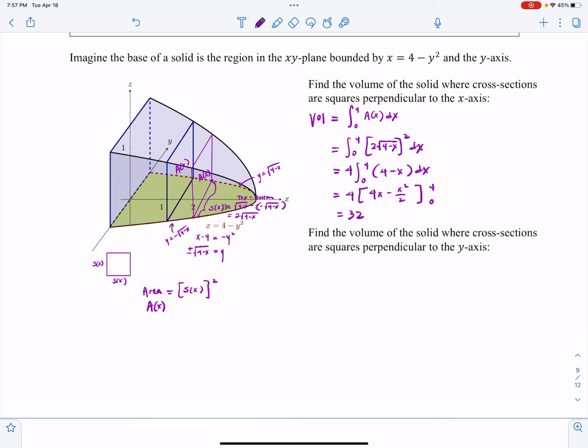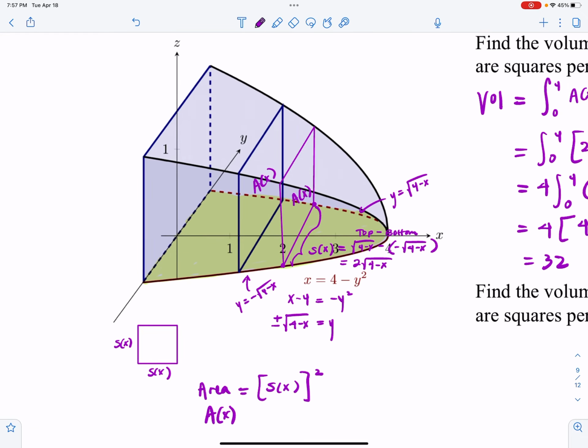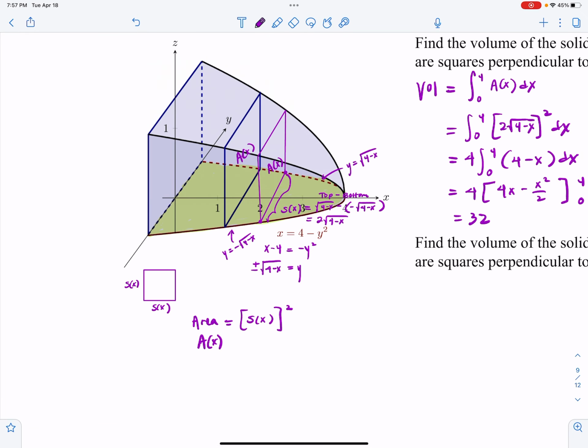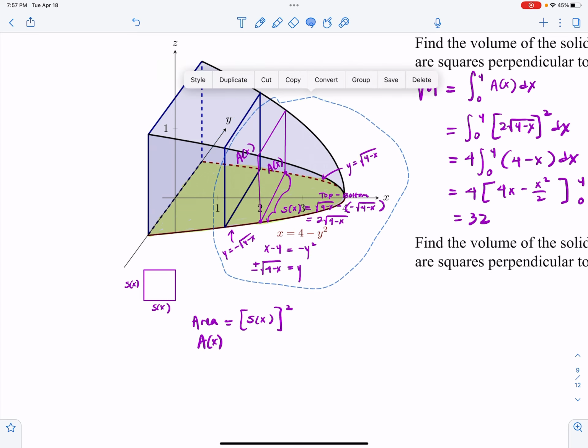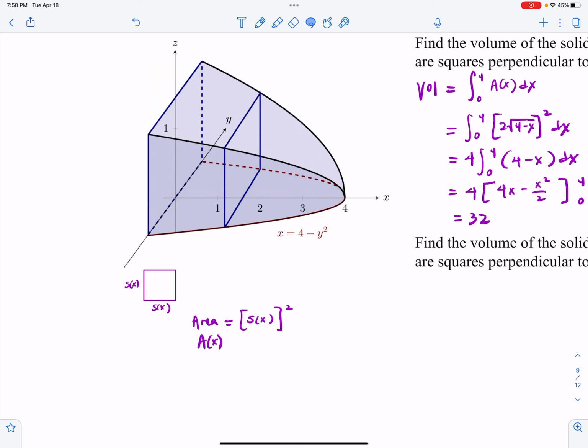Now the second part of this question says, find the volume of the solid where cross sections are squares that are perpendicular to the y-axis. So we don't have the picture of that solid, but we could figure it out here just to make life a little bit easier. I'm going to delete that.